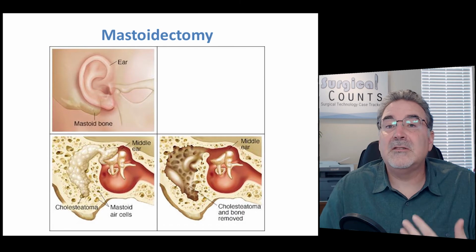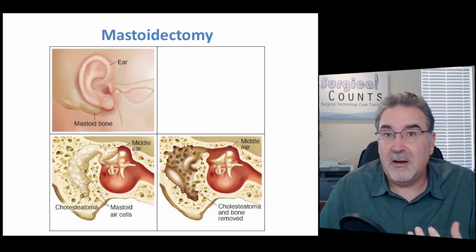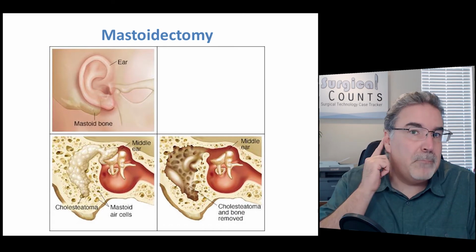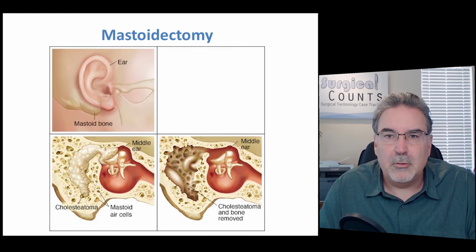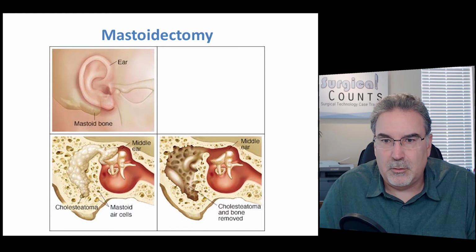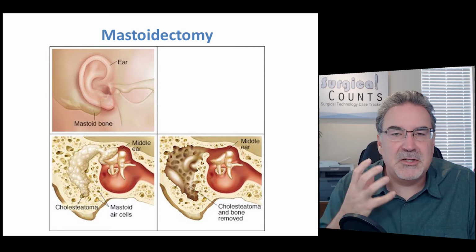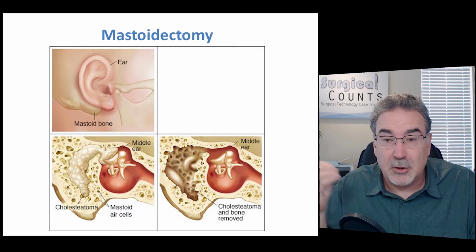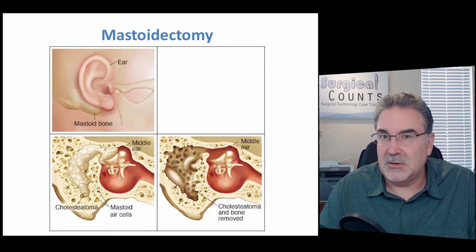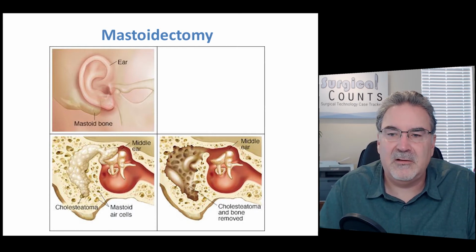But on occasion, these cholesteatomas will grow enough that they actually start to grow into the bone behind the ear. Now, this is known as the mastoid bone or the mastoid process of the temporal bone. And it's made up of a very spongy bone. It's got a lot of holes in it and a lot of room for this cholesteatoma to grow into. And that can cause some problems because it's difficult to get into.